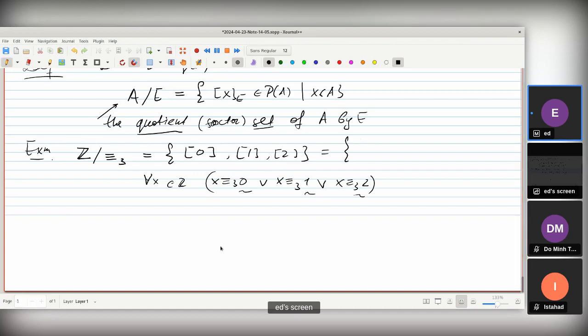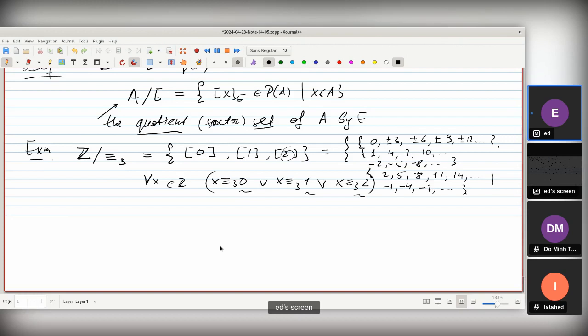Here they are. The first class consists of all numbers that are multiples of 3. So it is 0, plus or minus 3, plus or minus 6, plus or minus 9, plus or minus 12, and so on. The second class consists of 1, 4, 7, 10, and on the other hand, minus 2, minus 5, minus 8, and so on. And the last class consists of numbers that leave 2 as the remainder. So here we have, of course, 2, 5, 8, 11, 14, and on the other hand, minus 1, minus 4, minus 7, and so on. So we have three classes.